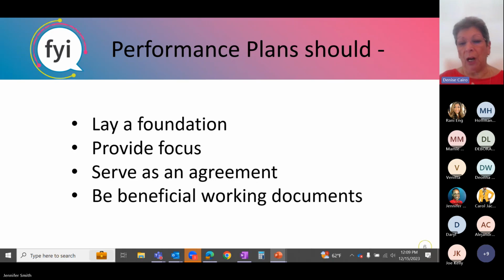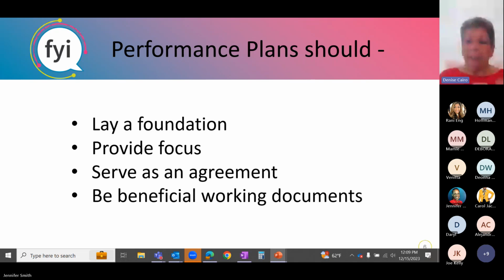The performance plan should provide focus on the work that is to be accomplished during the course of a performance year, and serve as an agreement between the employee and the supervisor. And by an agreement, I mean they agree on what work is to be accomplished, how well it's to be accomplished, and in what time frame it's to be accomplished. So when the supervisor and the employee discuss and agree to those standards, it is a formal agreement between the two of them on what's going to be done.